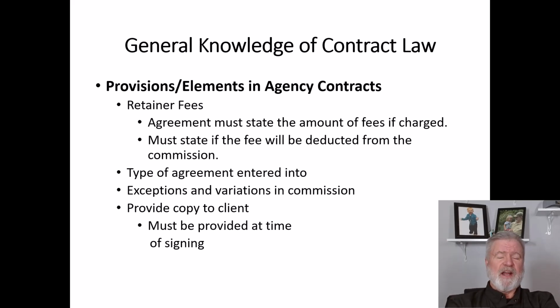So the right answer is probably not going to be at the time the client signs the contract. The right answer would be when all parties have signed the contract, right? Otherwise, what good does it do to give them a copy of the contract that they signed, but the agent hasn't signed it yet? Just be careful they don't trick you into something like that. But the point we're making here is you must provide a copy to your client.